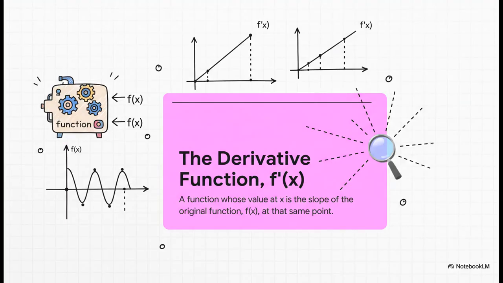Okay, so here's the big idea, the core concept. The derivative function, and we call it f prime of x, it's basically a slope-finding machine. That's the best way to think about it. You take your original function, f of x, and you feed it into this machine. And what does it spit out? A brand new function, f prime of x, that is literally a formula for the slope of the original function at any point x you can imagine.